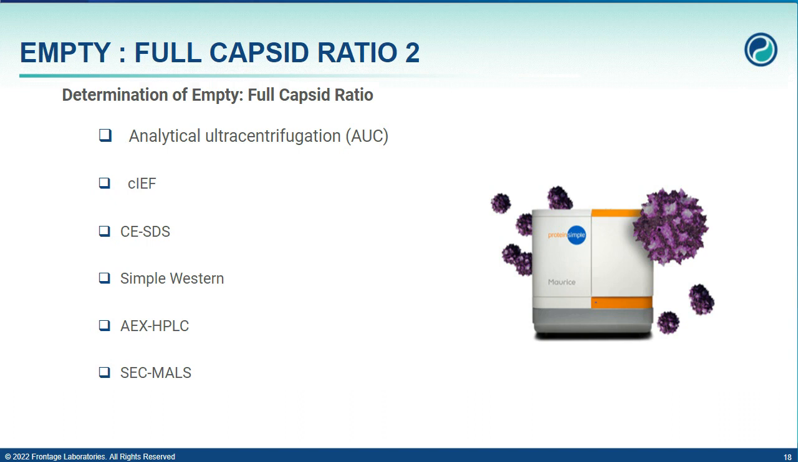Empty-full capsid ratio is traditionally detected by analytical ultracentrifugation, which is called AUC. But in recent years, some other new test methods have been developed to determine the empty-full capsid ratio as well. The new methods include CIEF, CE-SDS, simple Western, and SEC-MALS.